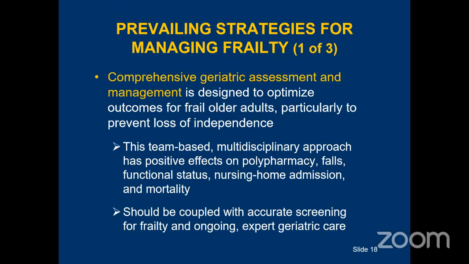Here we have the prevailing strategies for managing frailty. So how are we going to manage frailty? First of all, we have a comprehensive geriatric assessment and management, which is designed to optimize outcomes for frail older adults, particularly to prevent the loss of independence. That's the important point. We have a frail patient, we don't want them to become dependent on other people. This team-based multidisciplinary approach has positive effects on polypharmacy, polypharmacy, functional status, nursing home admission and mortality. Should be coupled with accurate screening for frailty and ongoing expert geriatric care.